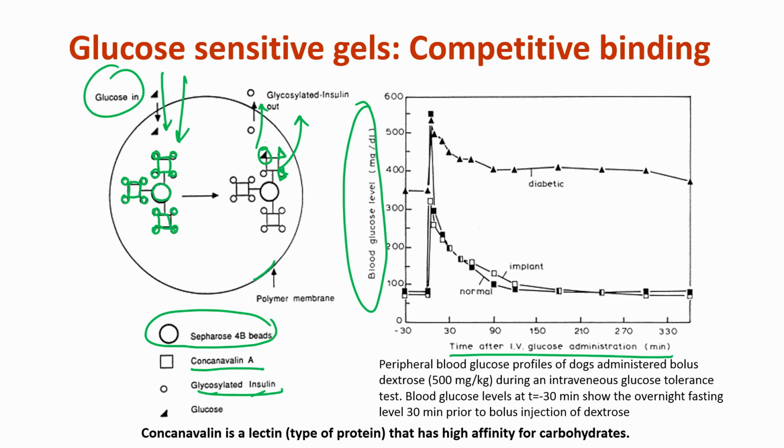And so, what you see is that in diabetic subjects you see quite a high blood glucose level, but if you put an implant in, then you see that the glucose level comes down. Thereby showing that this is a functional system.